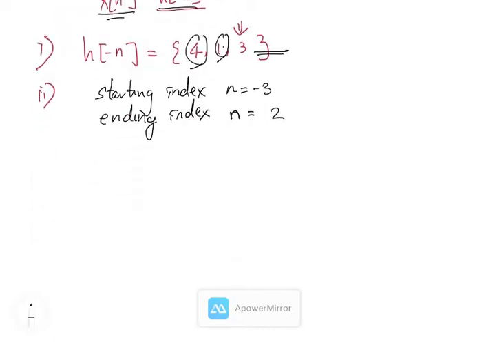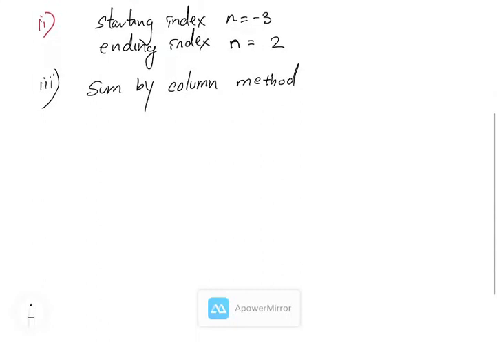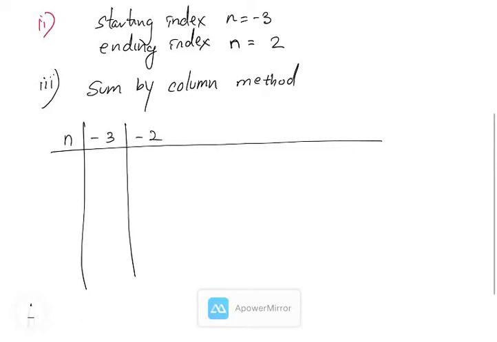The third step is using the sum-by-column method for the convolution. So you draw a table, n from minus 3 to 2.